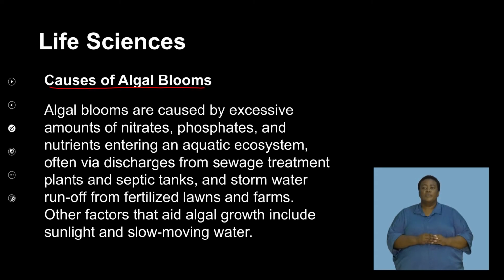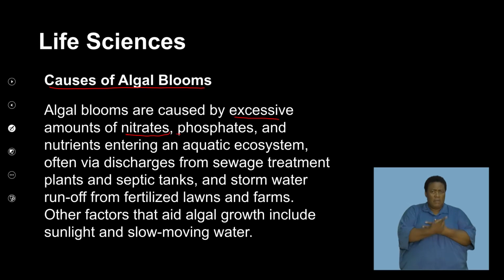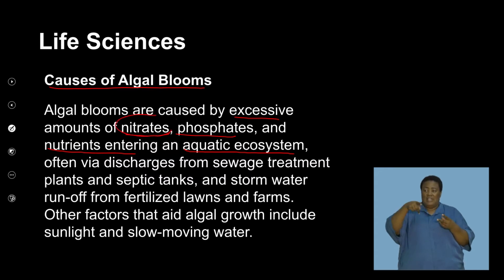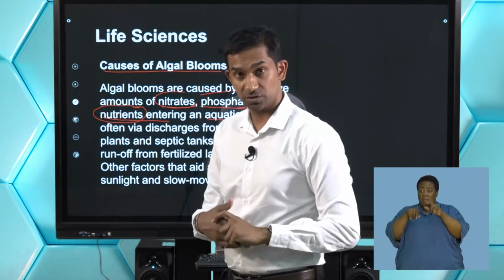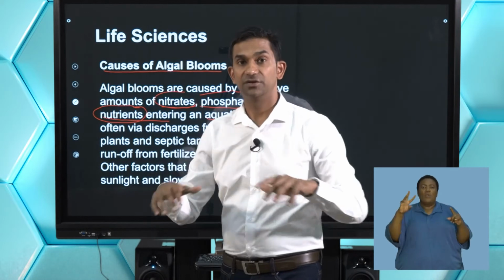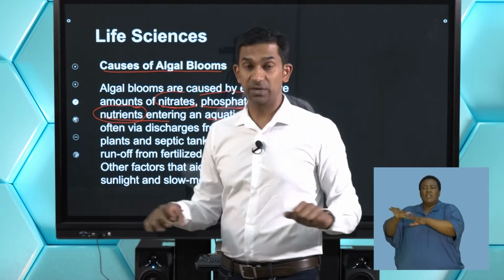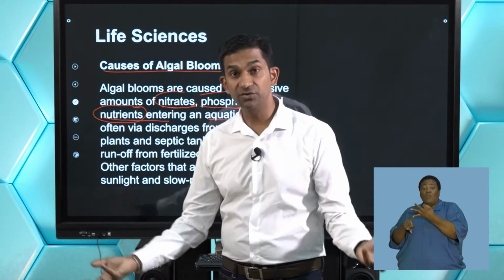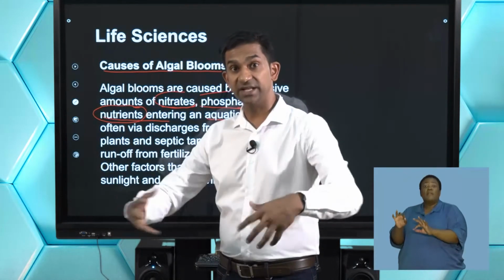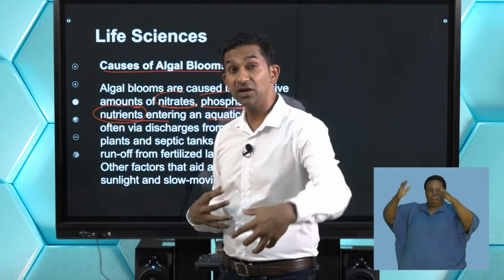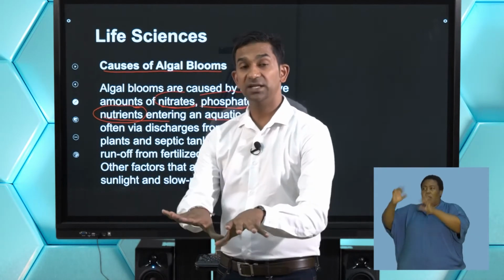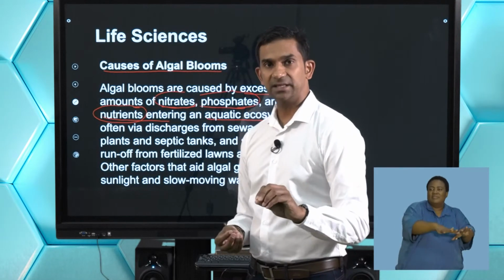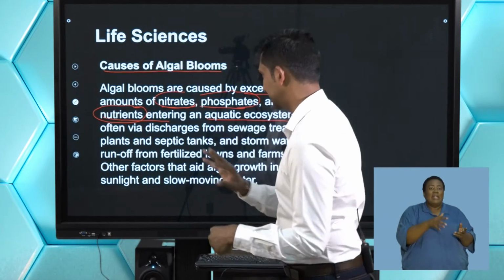Algal blooms are caused by excessive amounts of nitrates, phosphates, and nutrients entering the aquatic ecosystem. Now, nitrates, phosphates, and nutrients are not necessarily where individuals pour these into the water bodies, but this is coming from runoff water from local agricultural areas. Where people are planting and growing crops, and they are using nitrates and phosphates and nutrients to increase the growth of their crops, you find that when it rains, some of those nutrients are running off into these water bodies, accumulating in them, and then supplying these algae with the nutrients to promote their rapid growth. And that's essentially what's happening.